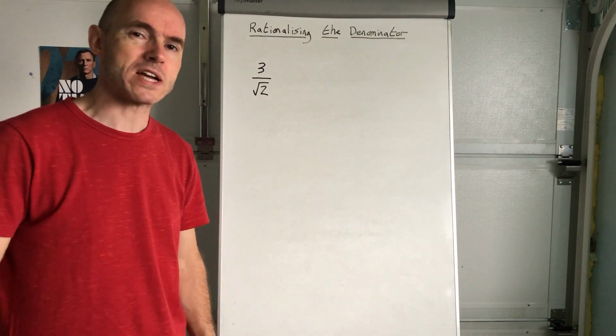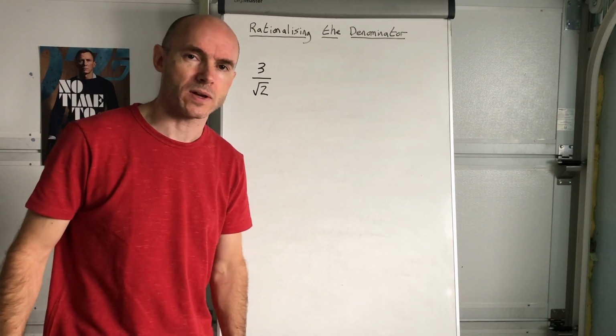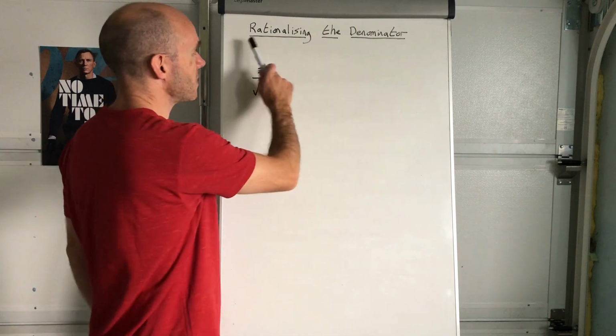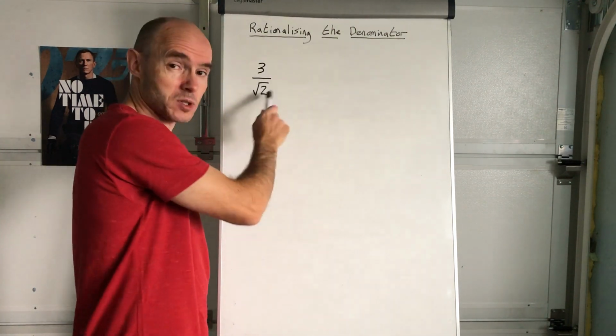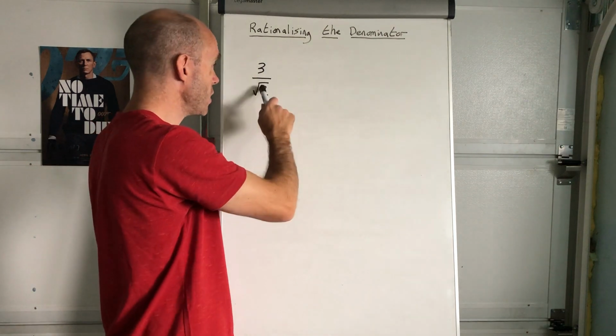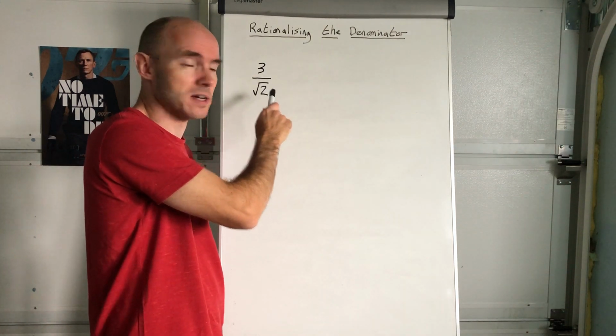Hello, we'll look at rationalising the denominator in this session, okay? So what does that mean? Well, if we break it up, denominator is about looking at the bottom part of the fraction here, okay? So 3 over root 2. Root 2 is the denominator.